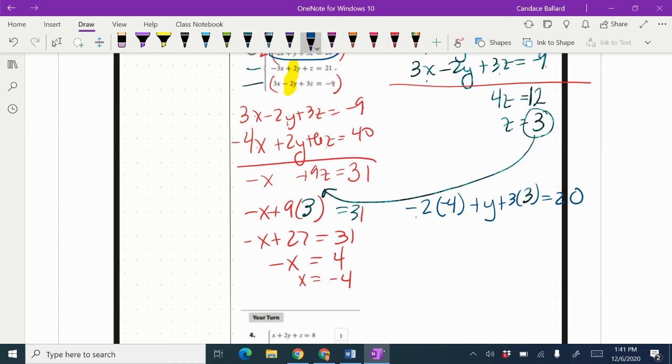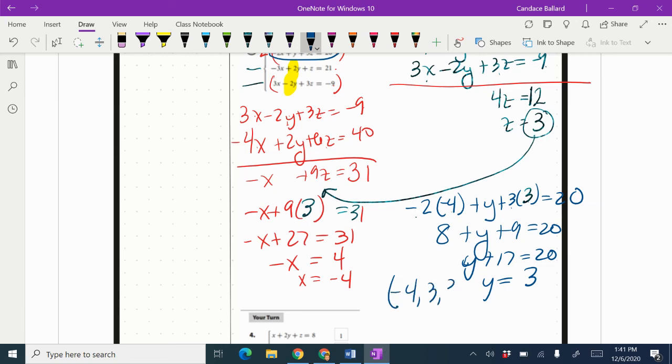So negative 2 times negative 4 is 8 plus y. And then 3 times 3 is 9 equals 20. So let's see, we get y plus 17 equals 20. Subtract the 17, I get y equals 3. And then my final answer would be written as negative 4, 3, 3.